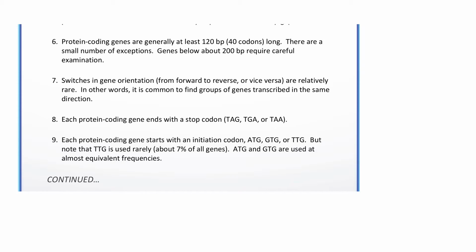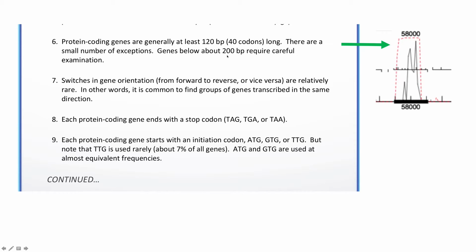However, when we are calling genes that are this short, we really want to be suspicious of any gene that's 200 base pairs or less and examine it closely. One thing that we'll look for is the presence of coding potential in that open reading frame in one of the coding potential predicting programs. Switches in gene orientation from forward to reverse and vice versa are pretty rare. It does occur, but again, this is another place to pay very close attention.